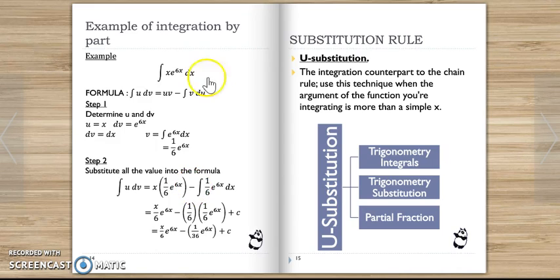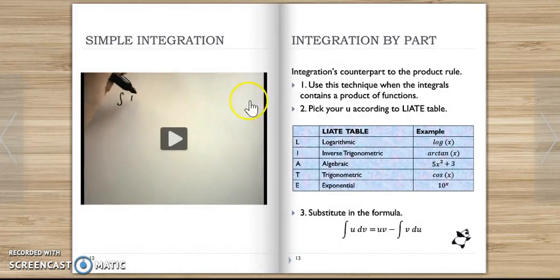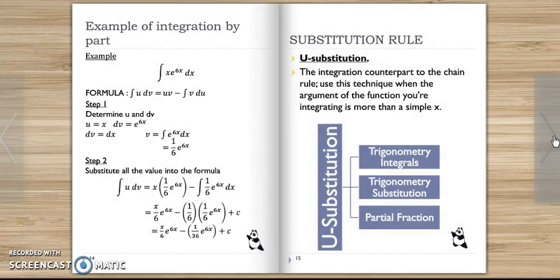So basically, if you want to know how to solve this, you have to master every part of simple integration, or else it will be hard for you to solve it. So master simple integration first.